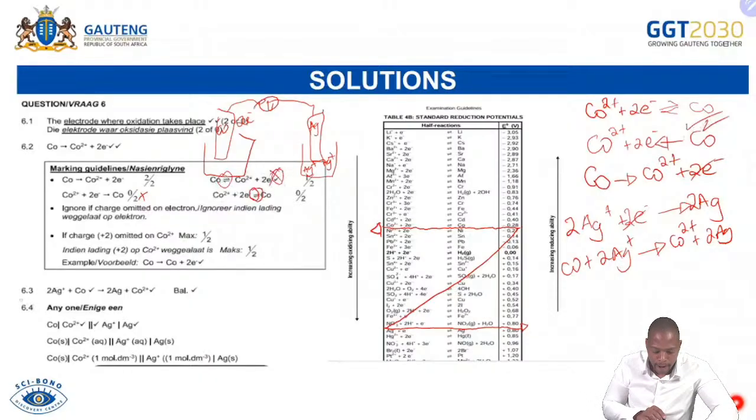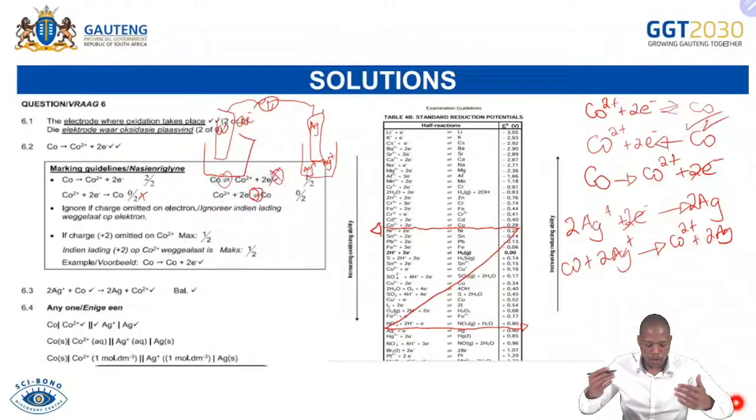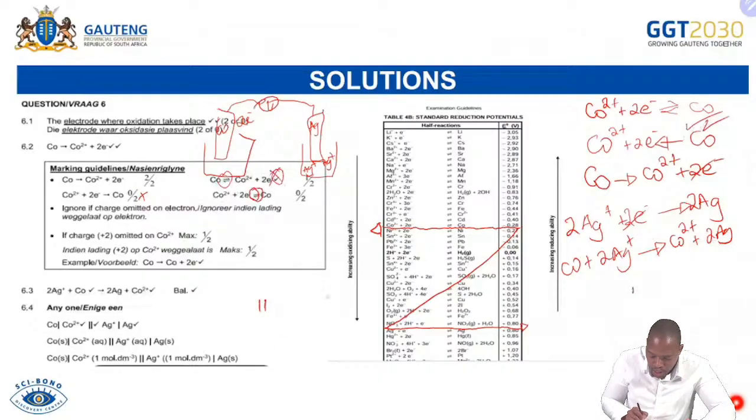Here is our net ionic reaction: 2Ag+ plus Co gives 2Ag plus Co2+. This time we're starting with Co2+, but that does not matter. And then the cell notation. What will the cell notation be? It will look like this: double lines, line, line. What is happening in the cell notation? We had cobalt turning into Co2+ at 1 mole per cubic decimeter, and then we had Ag+ gaining those electrons to become what? An Ag.